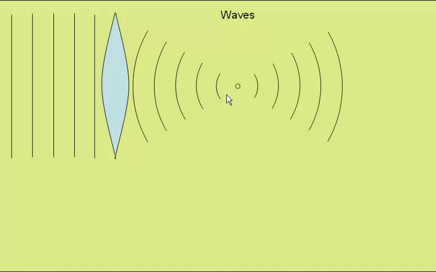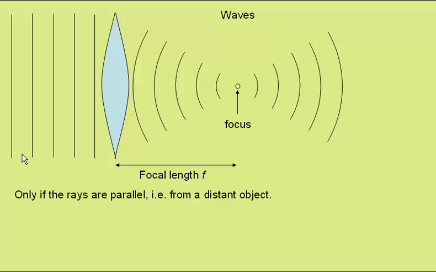having curvature, like this. This point here, where the waves are brought together, is known as the focus. This then becomes the focal length, the distance from the centre of the lens to the point at which the light is focused. This is only the focal length if the rays are parallel coming in. This means they're coming from a distant object.